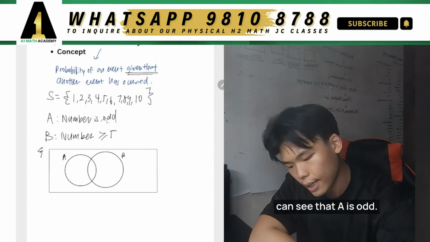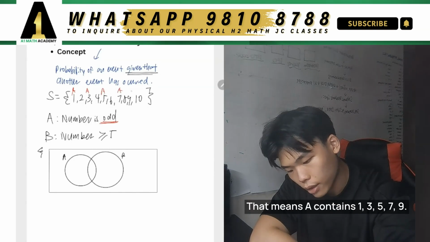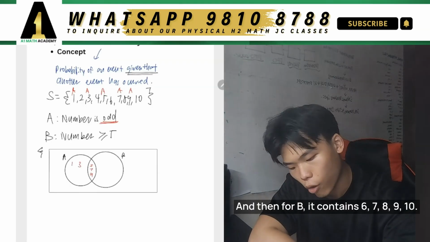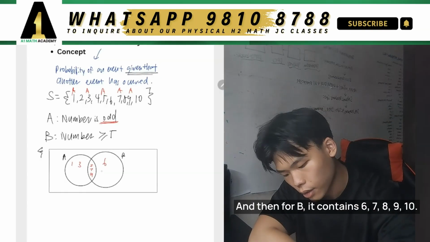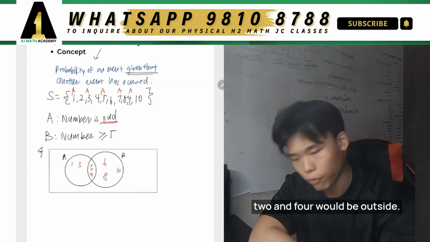So we can see that A is odd. That means A contains 1, 3, 5, 7, 9. And then for B, it contains 6, 7, 8, 9, 10, right? And then that would mean that 2 and 4 will be outside.